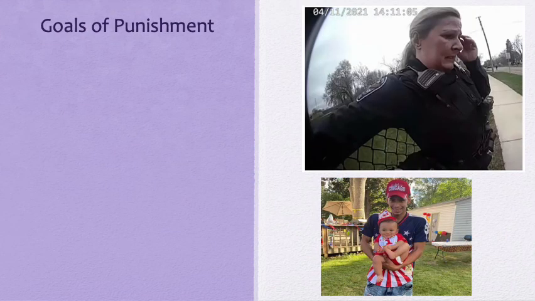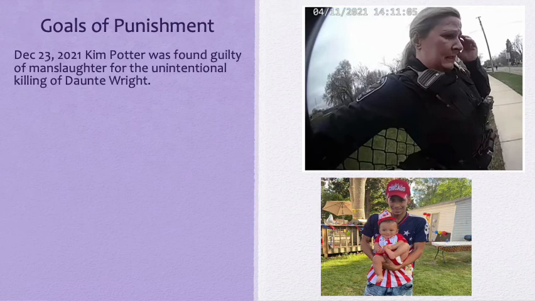So the first thing we're going to talk about in the lecture is the goals of punishment. To get us thinking about the goals of punishment, I want you to think about this example. As you might recall, a couple of years ago, on December 23rd, 2021, Kim Porter, a police officer from the Minnesota area, was found guilty of manslaughter for the unintentional killing of Daunte Wright. Kim Porter is at the top of the slide there, and Daunte Wright is at the bottom.